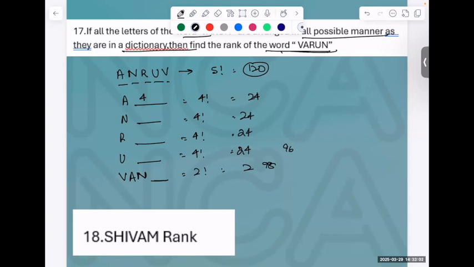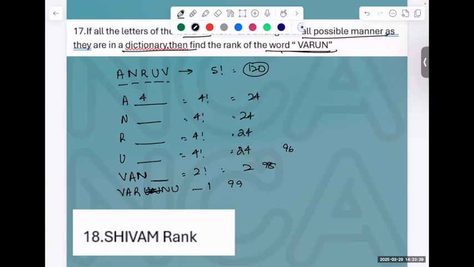U के बाद क्या आएगा, V. V के बाद कौन सा alphabet आता है, A. तो A तो आ ही रहा है alphabetically. V के बाद A, then we have N. We don't require N, so we have to cancel all the words with VAN. One would be VAN RU, one would be VAN UR. Like that we cancelled 2 words. After VAN, we have R. Then we have N and U, which is 1. That will be what? 99.